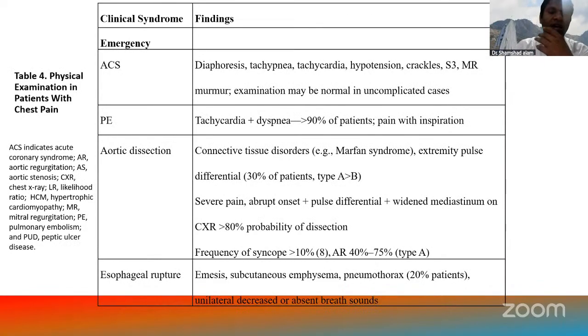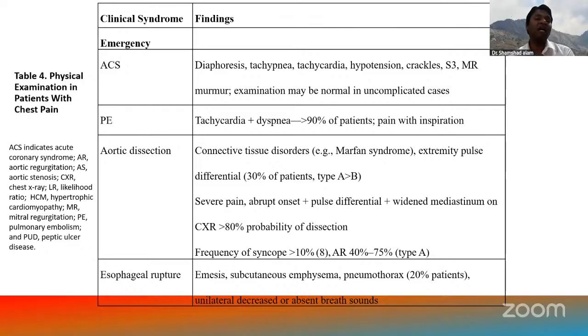Now, how we physically examine: some common things which can be seen in patients in the emergency who present with ACS, such as diaphoresis, tachypnea, tachycardia, hypotension. If LV dysfunction has occurred, then signs of left ventricular failure. S3 is heard, and the murmur of mitral regurgitation or other mechanical complication if it has occurred. Now, the second emergency cause of chest pain is pulmonary embolism, but it is associated with dyspnea and tachycardia. The chest pain is not that severe.